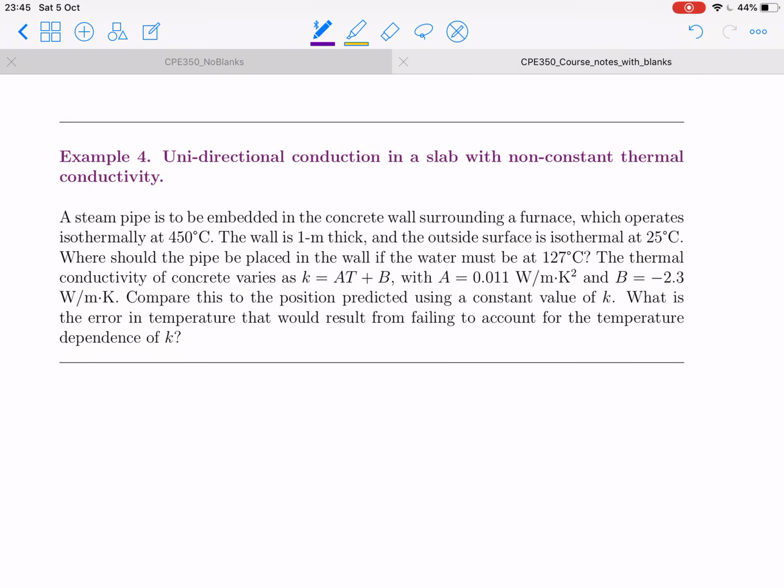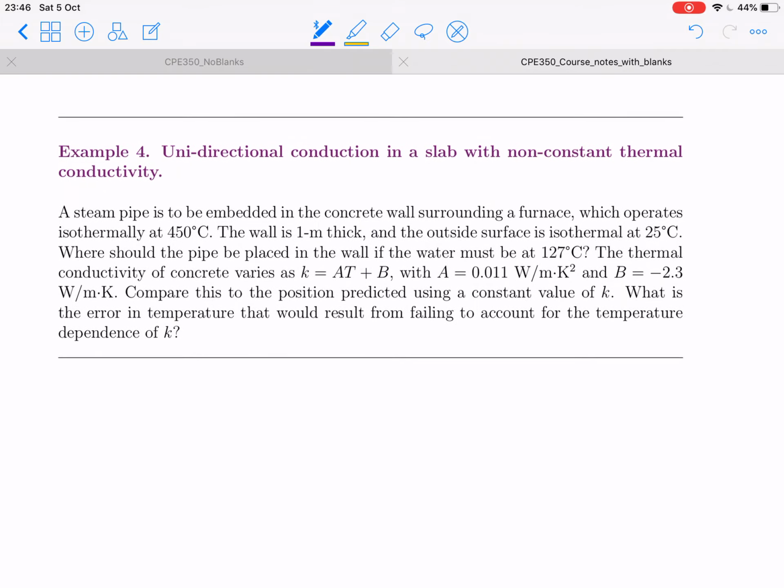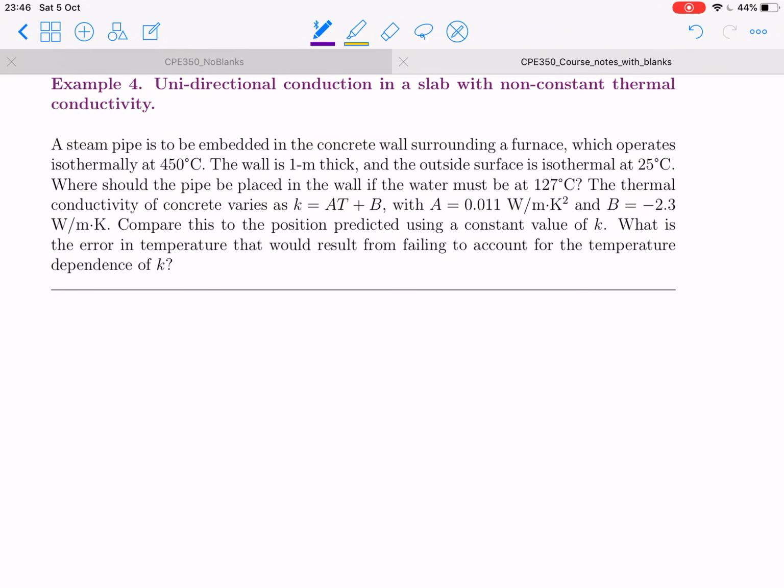Hey, this is Allie, and I'm gonna step us through this problem from class about unidirectional conduction in a slab when the thermal conductivity is not constant. So we'll start by drawing out the geometry of this problem.